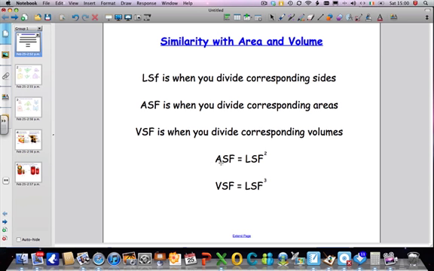A couple of other things are important. The area scale factor is equal to the linear scale factor squared, and the volume scale factor is equal to the linear scale factor cubed. Using that information, we're going to answer some questions now, and hopefully by the end of the video you'll understand what you need to do to solve problems involving similarity with areas and volumes.